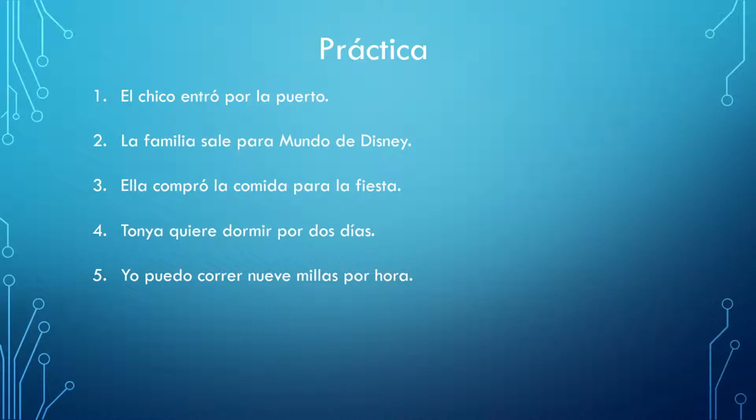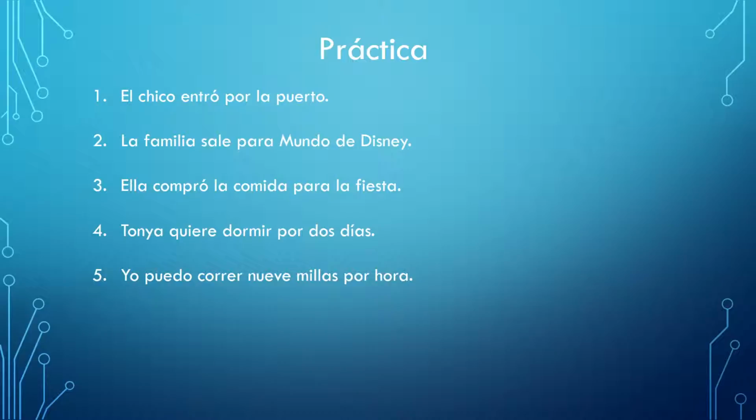Tanya quiere dormir por 2 días. So Tanya wants to sleep for 2 days. We're talking about a duration of an action, for 2 days. In this situation, we will use por.